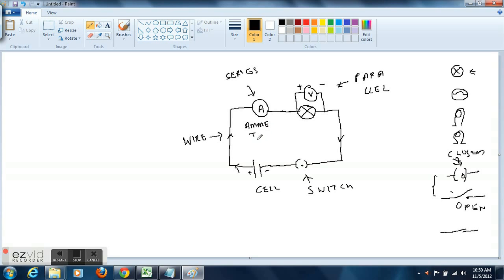So as I mentioned, identify each and every electrical component with an arrow and in a short writing or long writing, in whatever way you are comfortable. So identify voltmeter as voltmeter, ammeter as ammeter, everything. And make sure when you draw an electrical circuit, you must not forget to draw a switch and a cell.